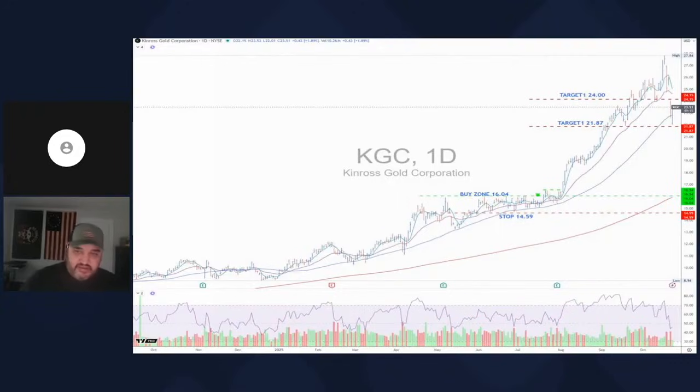This is a KGC, another one I alerted in the room. A lot of our traders took this one. Buy zone 16.04, hit targets at 21.67 and 24. Just obviously, we pay a lot of attention to the sector strength, right? We try to figure out what sectors are really hot and performing. This has been a very narrative-driven market for the past year, and it hit targets 1 and 2. $24 was hit in mid-September for a 51.6% gain on that move.